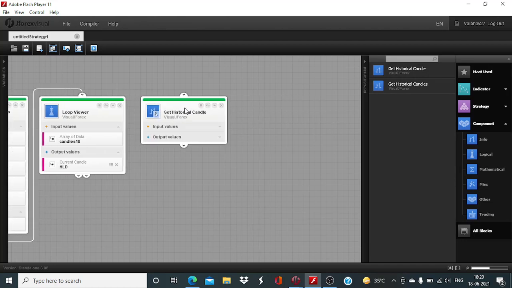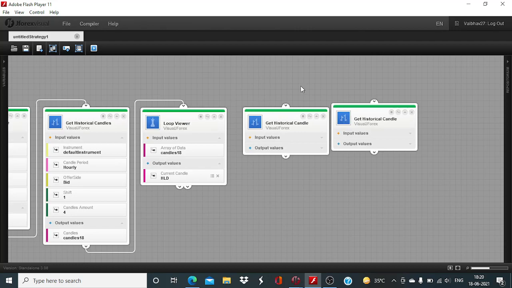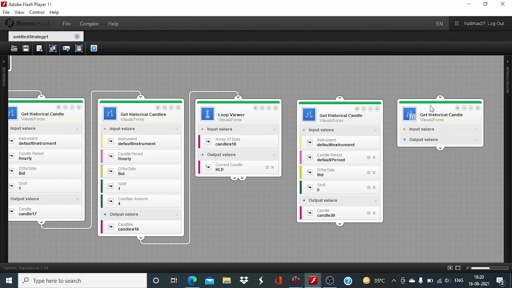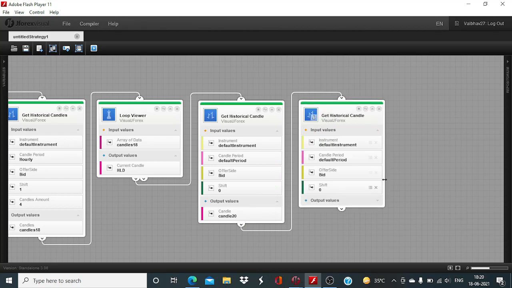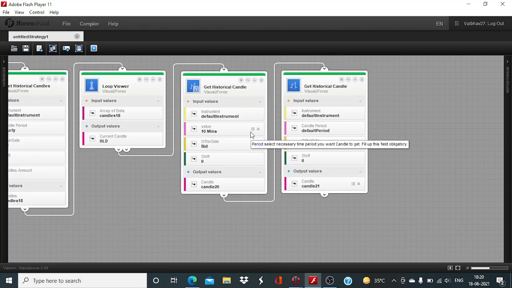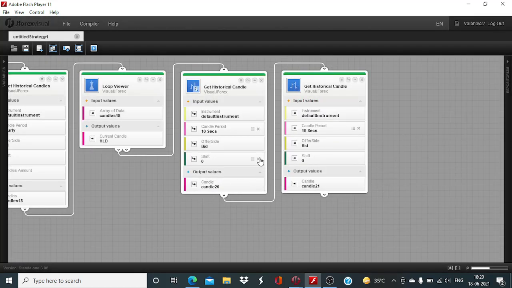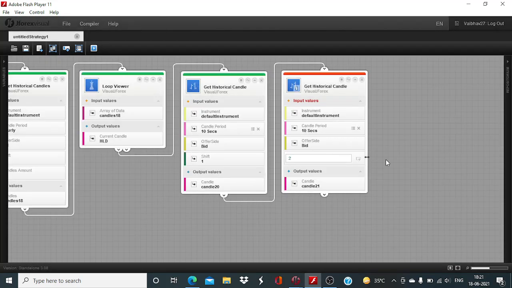And 2 more get historical candle block for pinpointing the exact entry point. This I will change to 10 seconds. It will be 1 and 2 respectively.